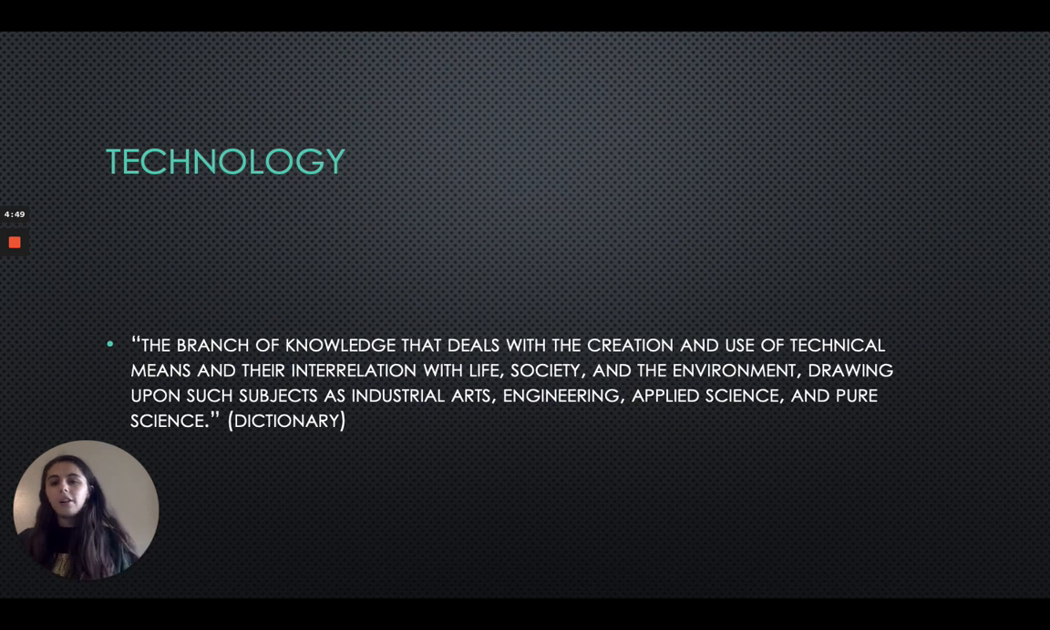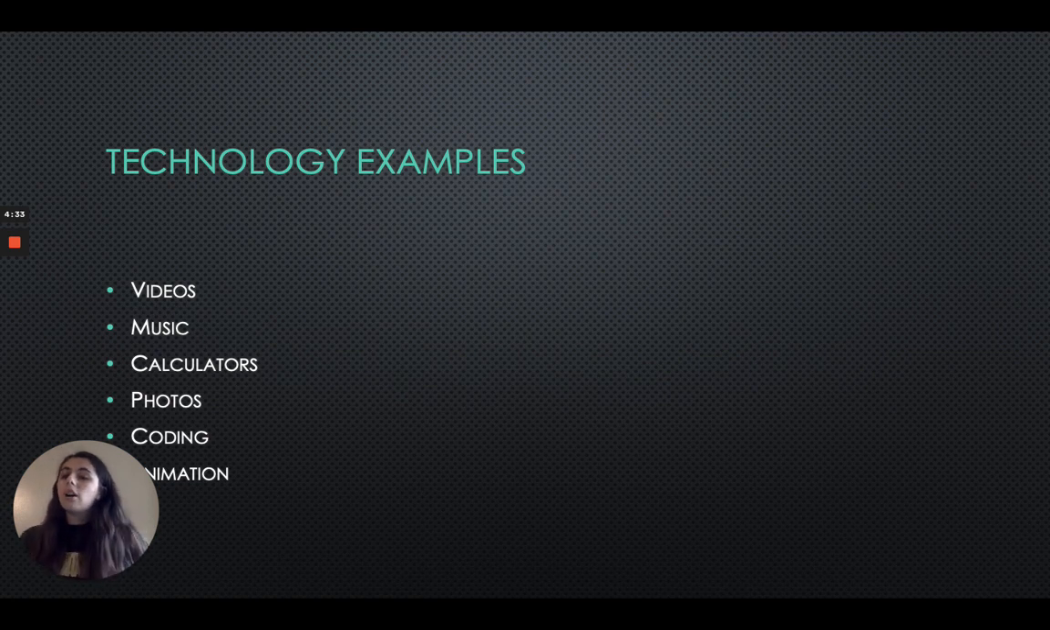So what is technology? Technology is a branch of knowledge that deals with the creation and use of technical means and their interrelation with life, society, and the environment, drawing upon such subjects as industrial arts, engineering, applied science, and pure science. So some technology examples are videos, music, calculators, photos, coding, and animation.